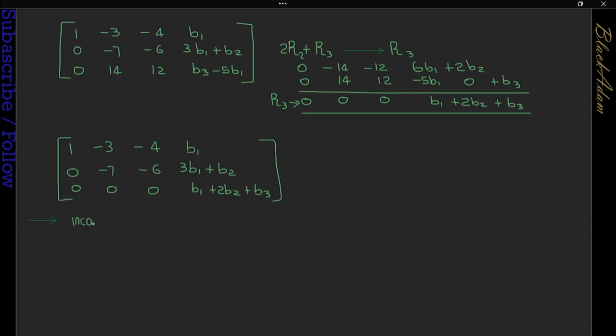So it's not consistent, which means inconsistent. That means no solution. There'll be no solution there. And also, it will have a solution only if that part there, b1 plus 2b2 plus b3, is equal to 0.